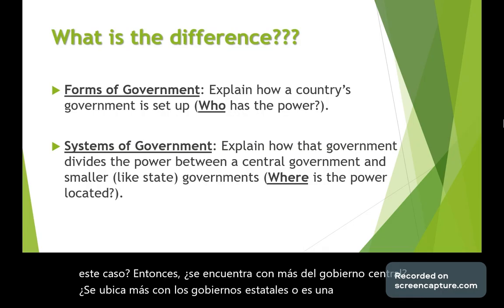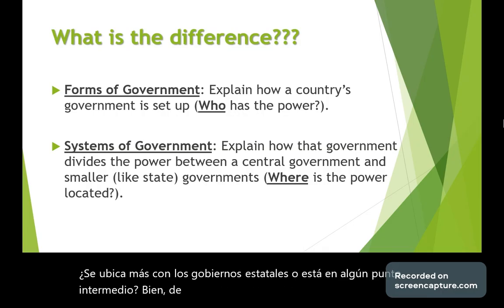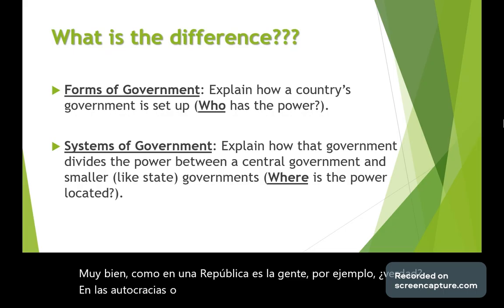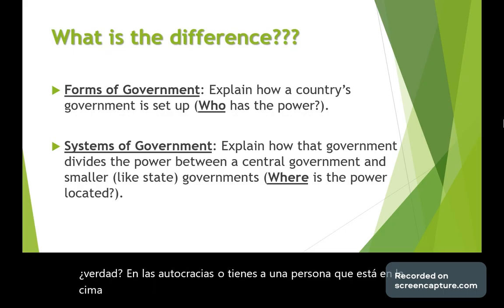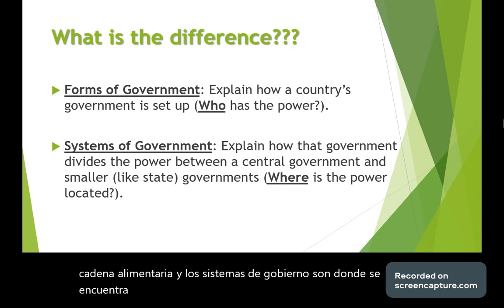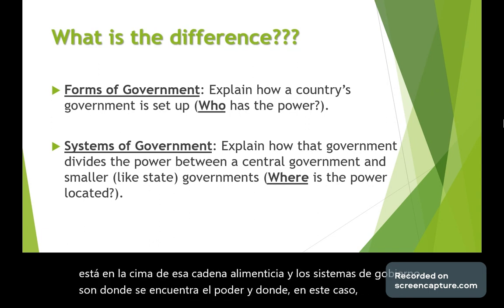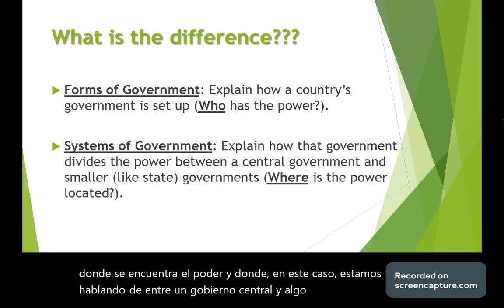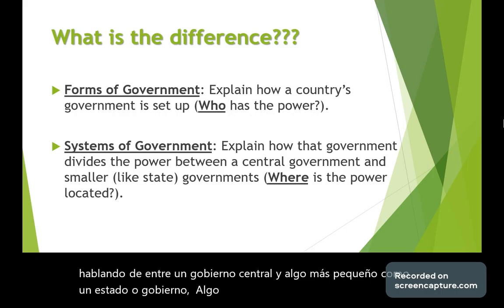So again, forms: who has the power? Like in a republic, it's the people, for example. In autocracies, you have one person at the top of that food chain. And systems of government are where the power is located. In this case, we're talking about between a central government and something smaller like a state government, something like that.